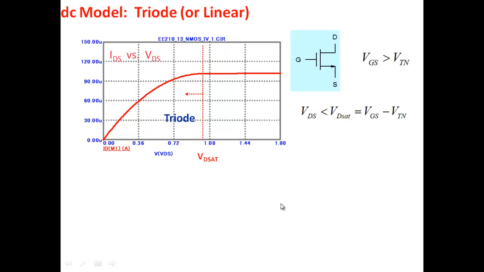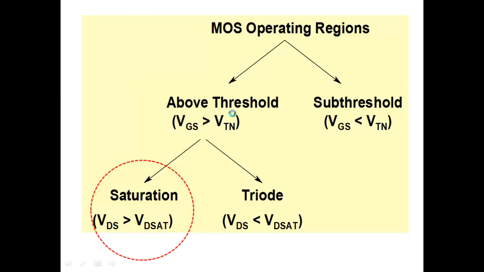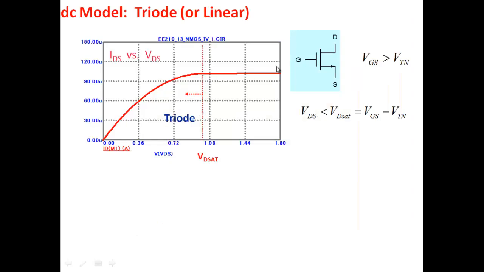What I'm giving you are very, very simple equations. More complex equations I'll show you a little later. So this is above threshold, this is how the transistor is behaving: IDS versus VDS, the drain to source current versus drain to source voltage. We said this is the triode or the linear region, and this is the saturation region.